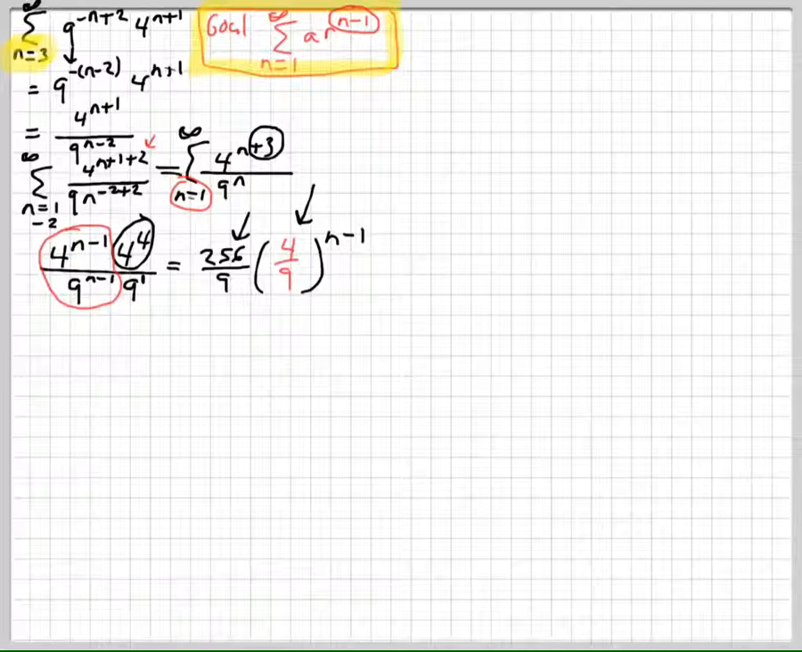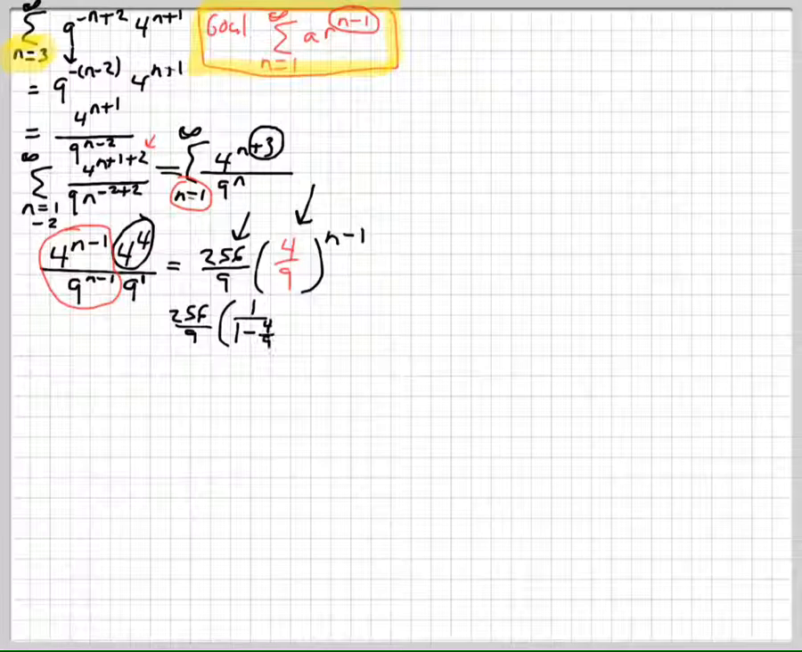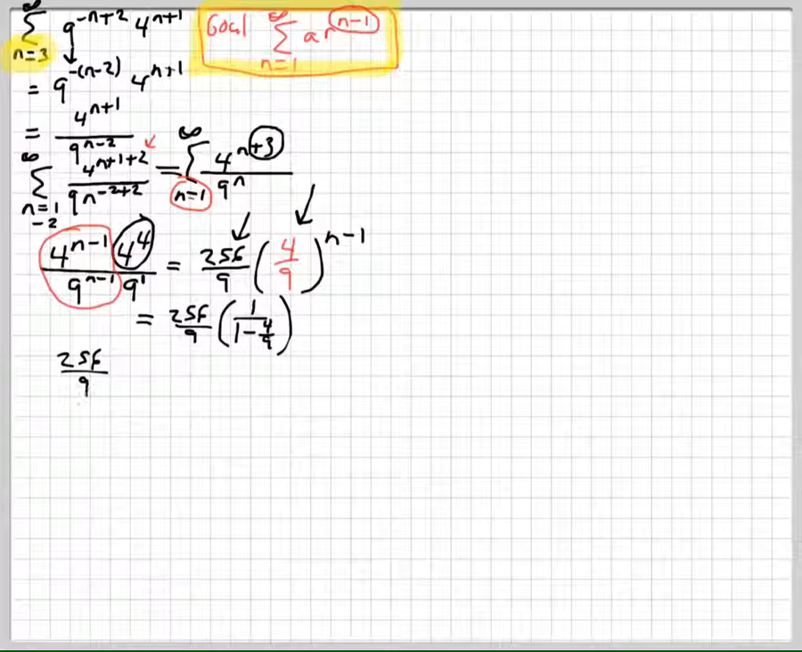And so to find the sum, it's just going to be this 256 over 9 to the 1, times 1 over 1 minus the ratio, 4 ninths. And so that would give us, looks like, 256 over 9, all over 1 over, 1 take away 4 ninths would be 5 ninths.